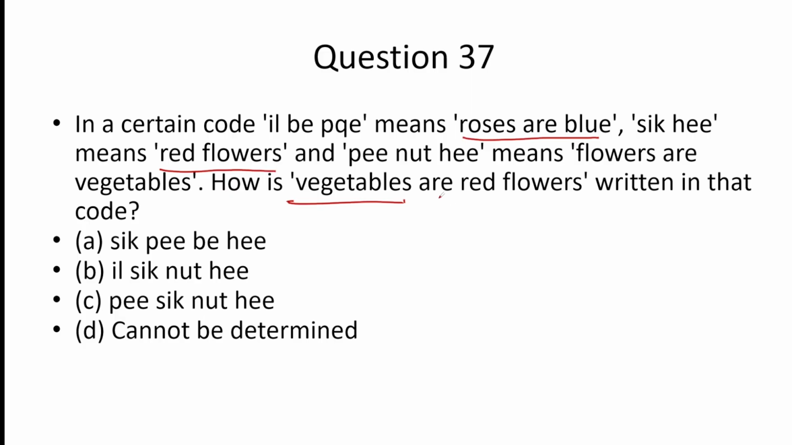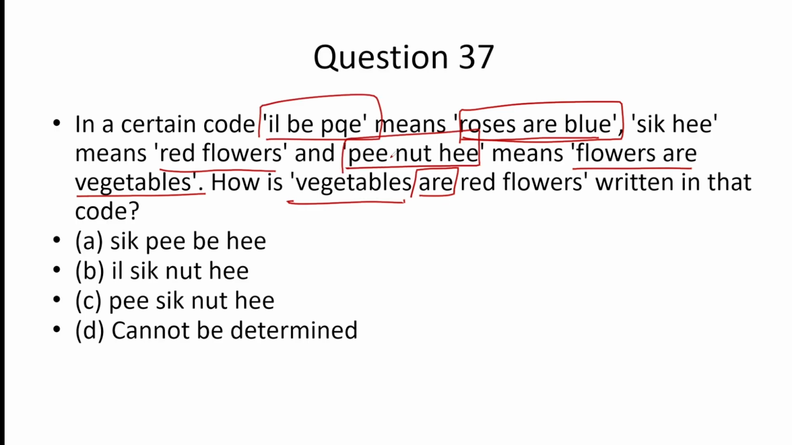Okay. So can we find the code for R? First R. Okay. So just see the statement where R is coming. R is coming in this statement. Okay. R is coming in this statement. Okay. So see, its code will be common in this and its code will be common in this. What is common in these two? Okay. What is common in these two? I think this would be P. Okay. The P is common. It means what is the code for R? It is P. Right.